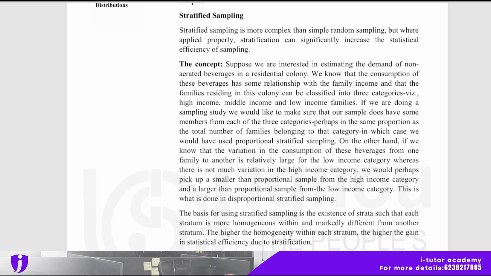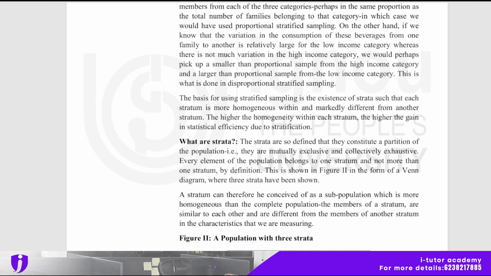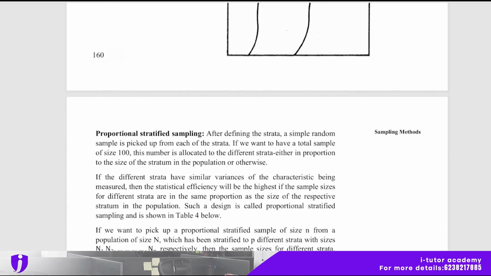If we are doing a sampling study, we would like to make sure that our sample does have some members from each of the three categories, perhaps in the same proportion as the total number of families belonging to that category, in which case we would have used proportional stratified sampling. And what are strata? The strata are so defined that they constitute a partition of the population. They are mutually exclusive and collectively exhaustive. Every element of the population belongs to one stratum and not more than one stratum by definition. This is shown in figure 2, a population with 3 strata. So this is the example for strata.